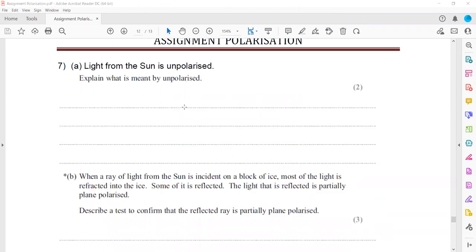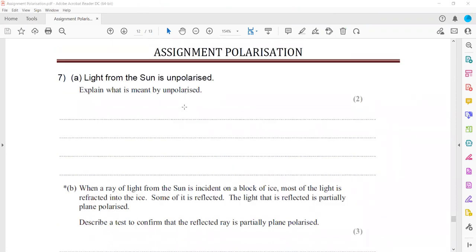Then in question 7, light from the sun is unpolarized. So what is meant by unpolarized light, or the definition of unpolarized light? So oscillation or vibration occurs in many directions, which are all perpendicular to the direction of the propagation.